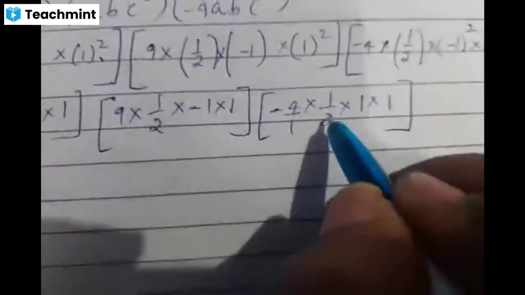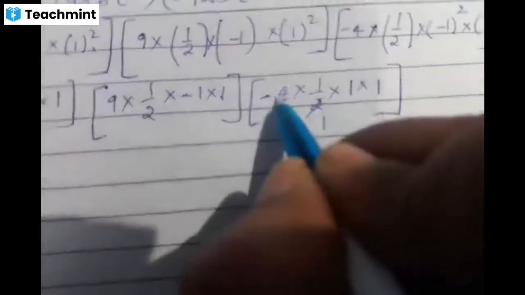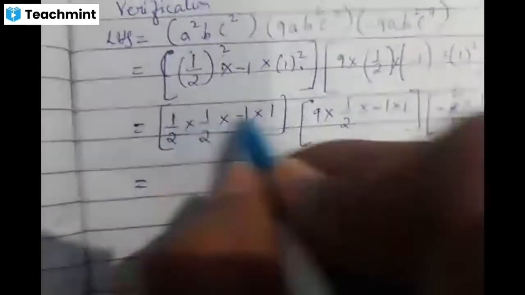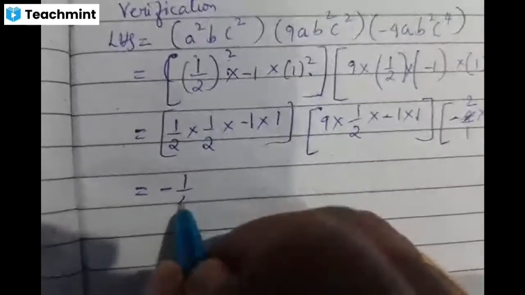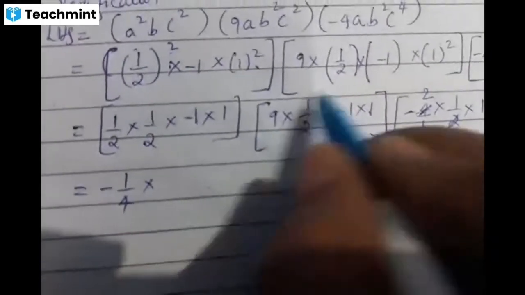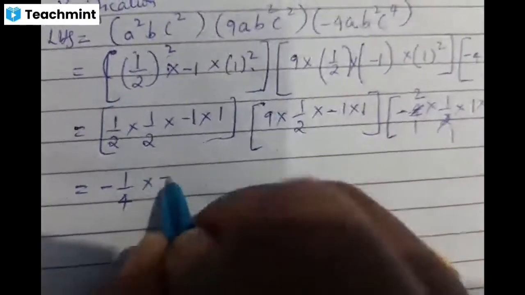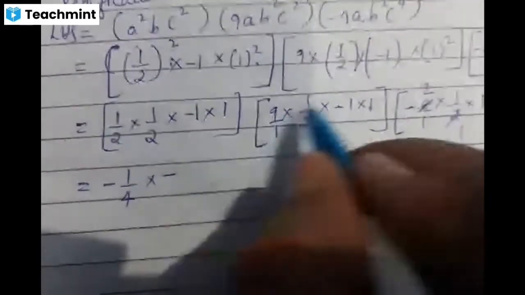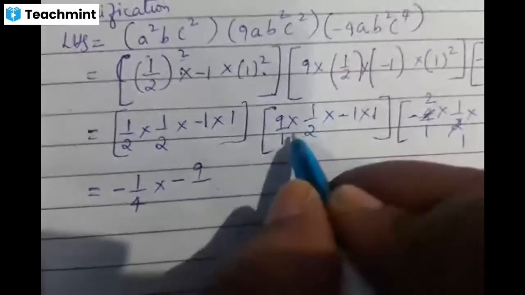Here you can observe, we can cancel the 2 ones, the 2 twos, with the minus sign. Here no cancellation, here directly multiply. Plus into minus is minus 1 by 4. 1 by 2 into 1 by 2 is 1 by 4 into. In this bracket you are left with the minus sign. 9 means 9 by 1, children. So 9 into 1 is 9. In the denominator 1 into 2 is 2. So minus 9 by 2 into the next bracket.